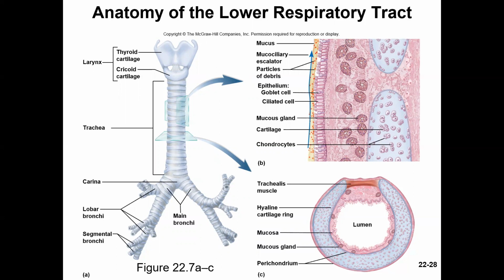Within the tube of the trachea, we can see the lumen and how the cells are arranging. We see hyaline cartilage, we see the mucosa, we see mucus glands.